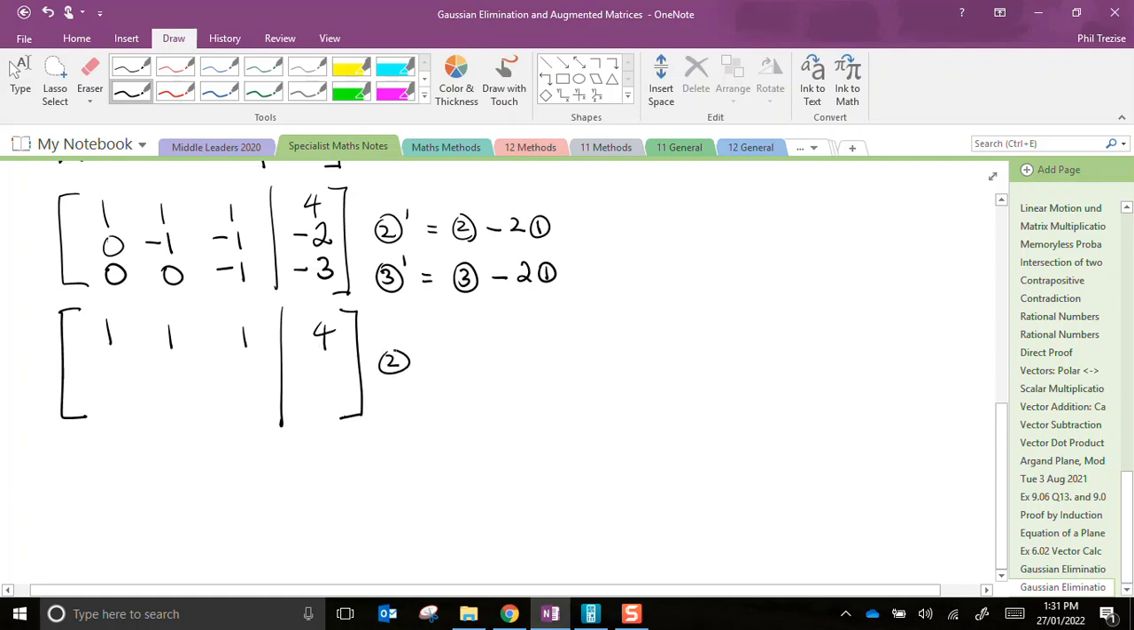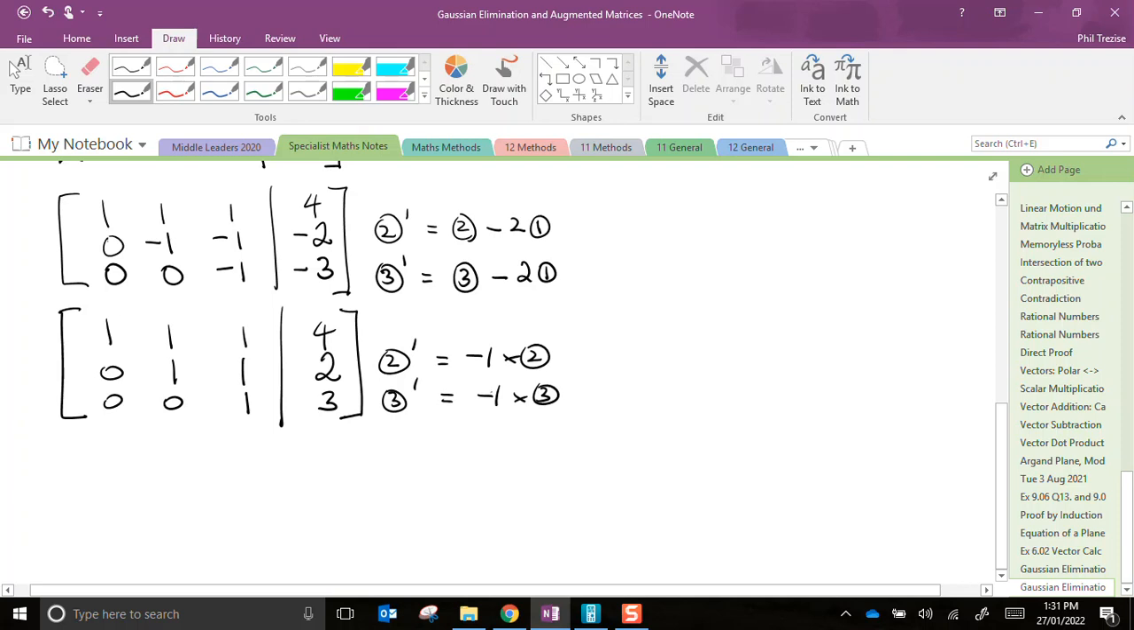So the new version of row number 2 is negative 1 times the old version of row number 2. So 0, 1, 1, 2. And the new version of row 3 is negative 1 times the previous row 3. So 0, 0, 1, 3. We have got row echelon form.